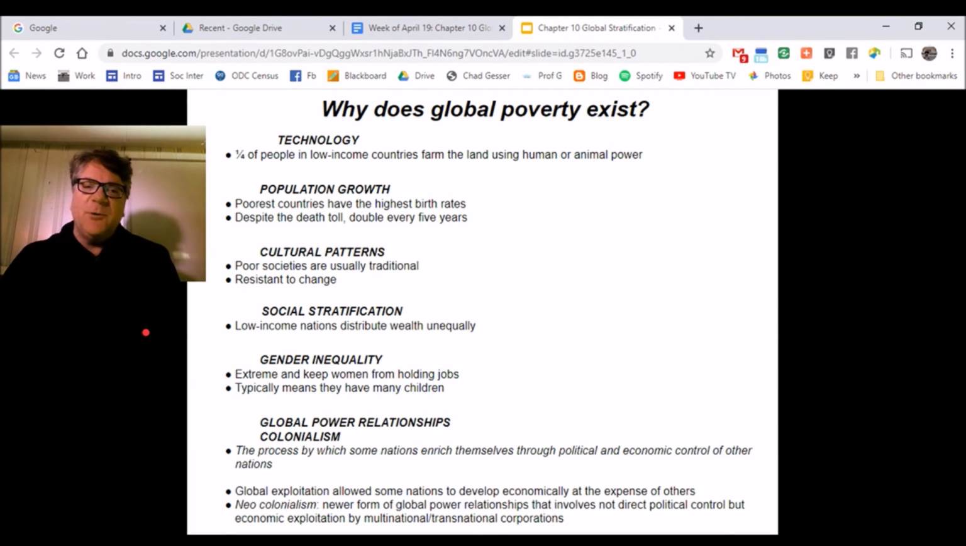Okay, but back to this idea about global poverty. Another big reason why there's global poverty is gender inequality. And this is an interesting dynamic, an interesting demographic characteristic. I'll talk about demography in the next chapter, but basically what we're talking about here with gender is that you can look at any society and say, all right, what is the role of women in that society? If women are birthing a lot of kids and staying at home, they're usually lower income societies.